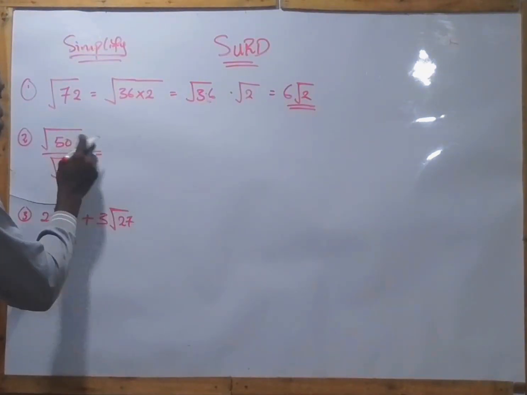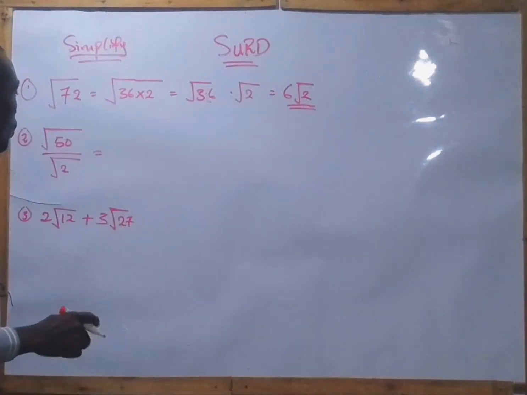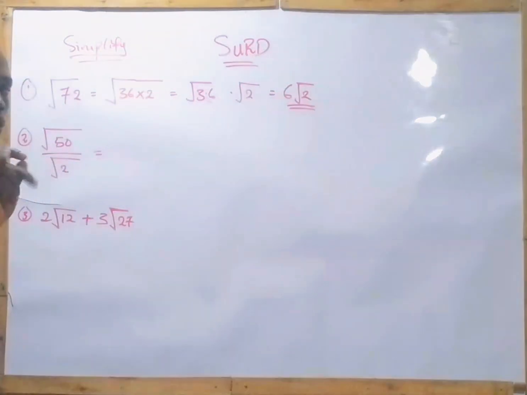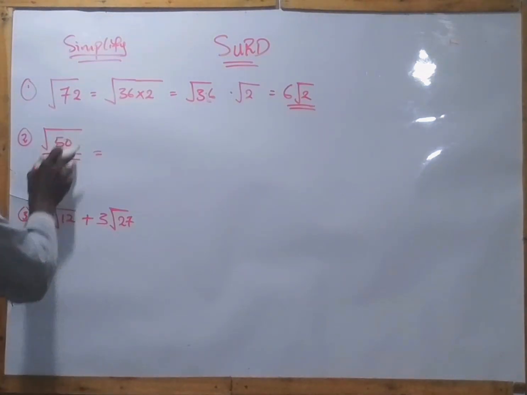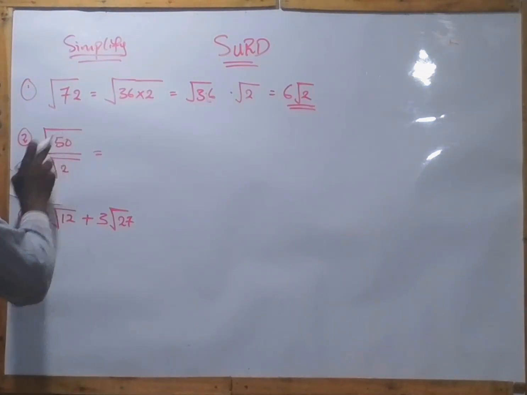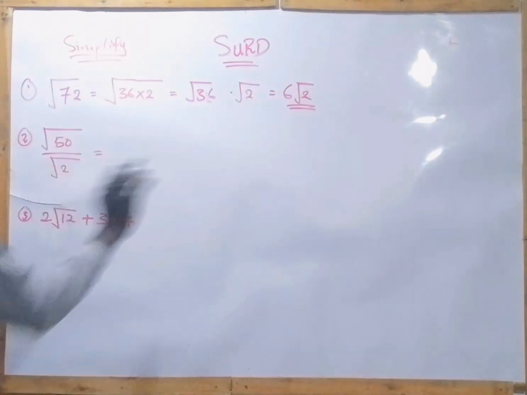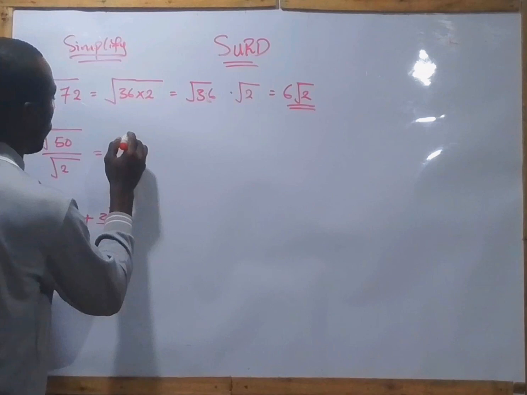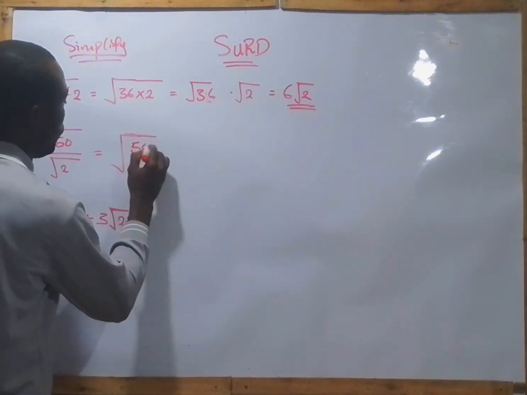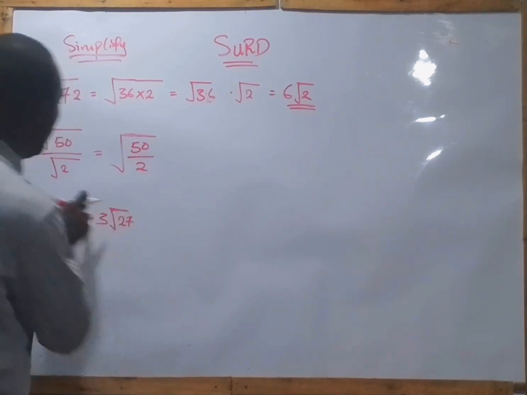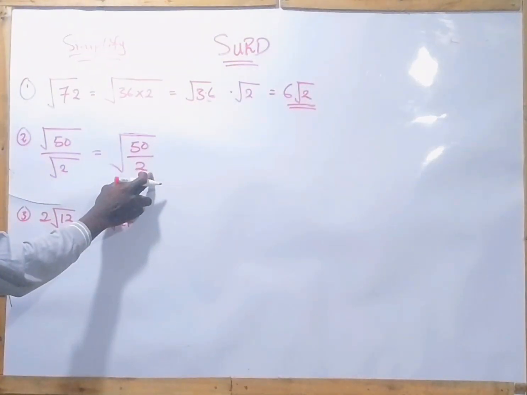You have root 50 over root 2. What you do here is, what does the quotient rule say? It says that when you have two numbers that have roots, you open a big root and put them inside. You first of all open this big root and say 50 divided by 2.